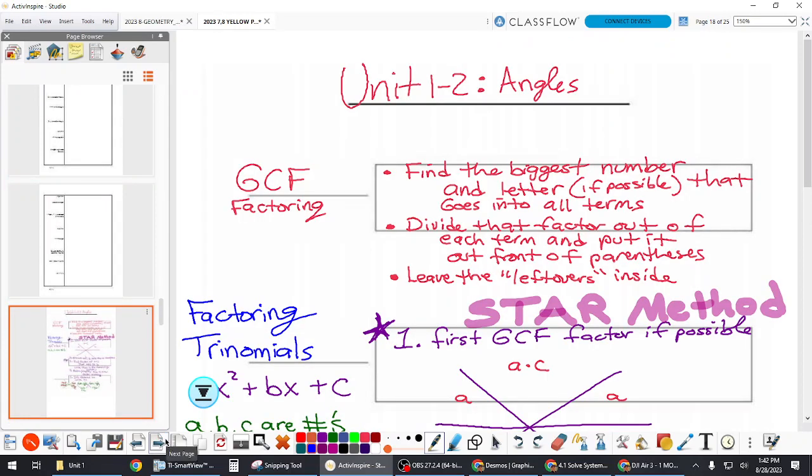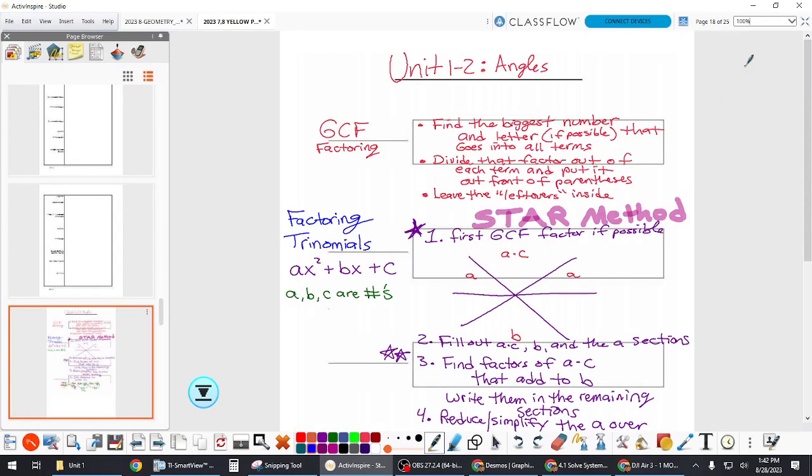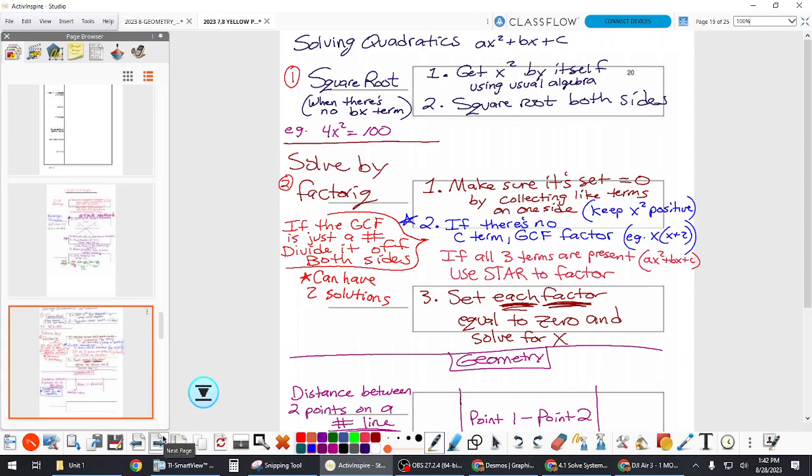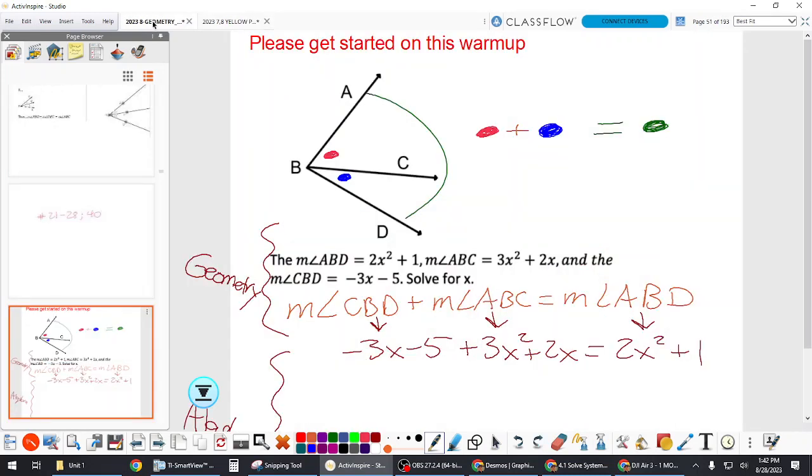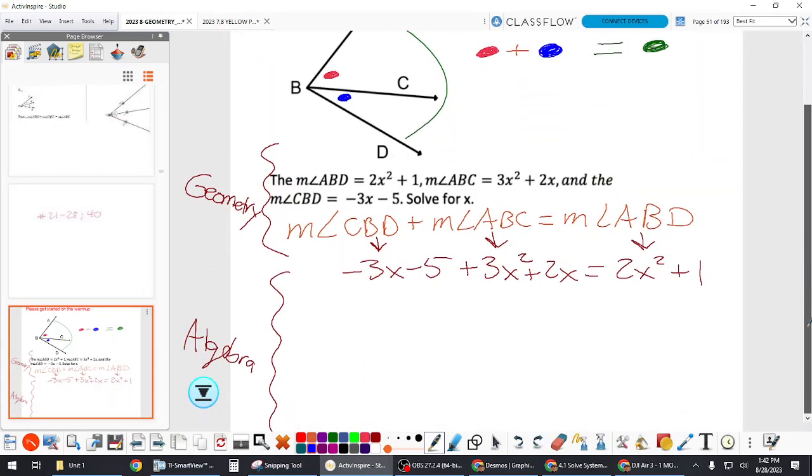On the back of your yellow packet, we had factoring about quadratic stuff, but we also had solving. We can't square root. This is way too busy for that. So solve by factoring. Well, what does that look like in this case? It says make sure it's set equal to zero by collecting like terms on one side. So we need to do that. We have terms all over the place.